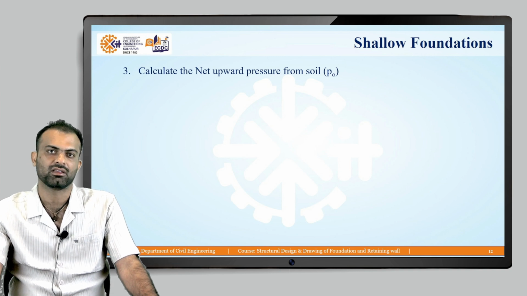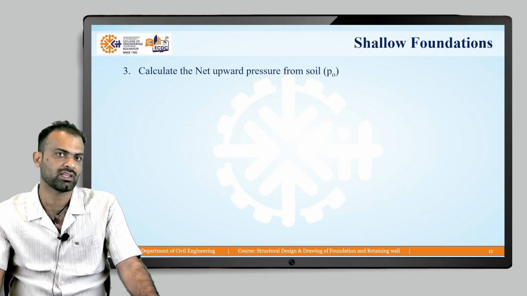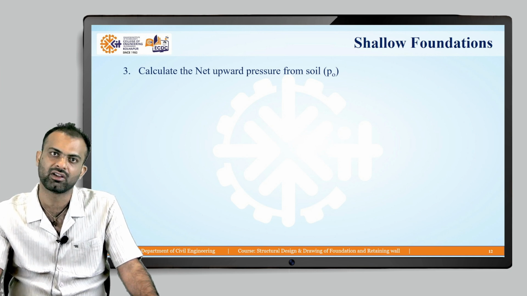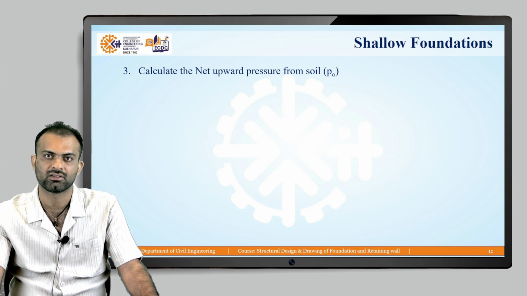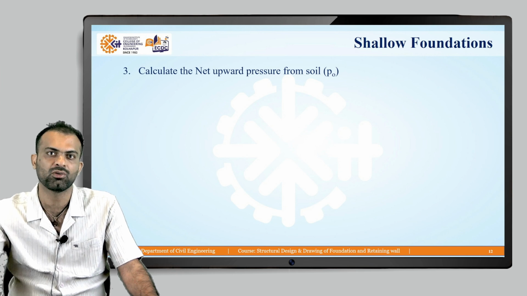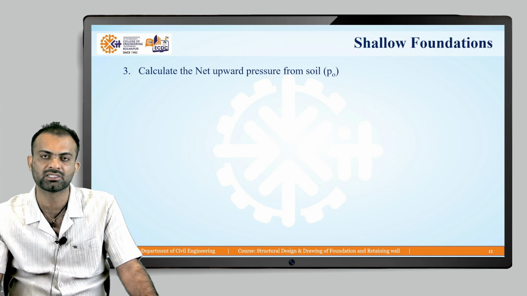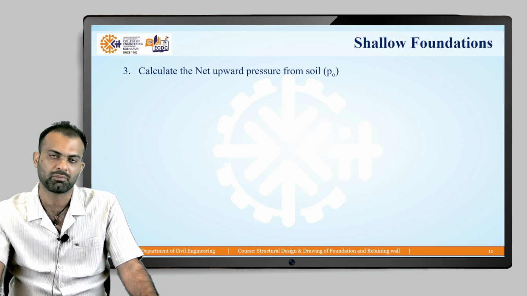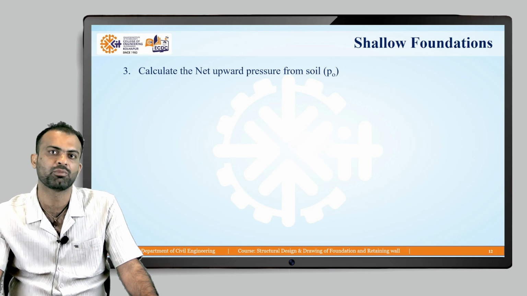Because every action has an equal and opposite reaction, the loads are coming from the superstructure, and to overcome that, the soil will exert a pressure in the opposite direction to the applied forces. So we call it the net upward pressure. Definitely the loads are acting in the downward direction, and the pressure from the soil will be acting in the upward direction.